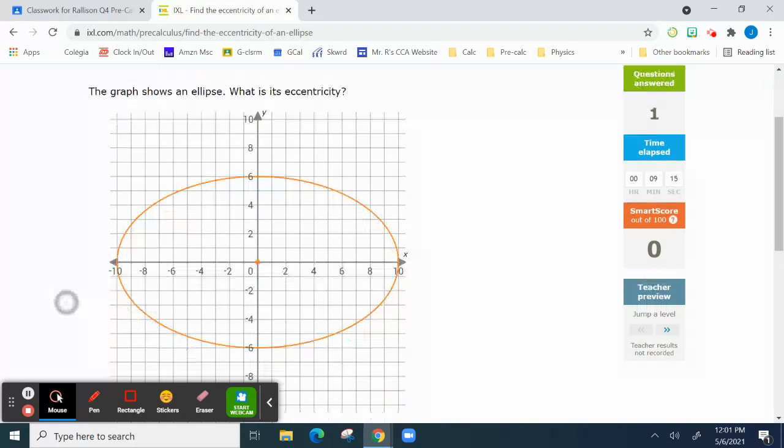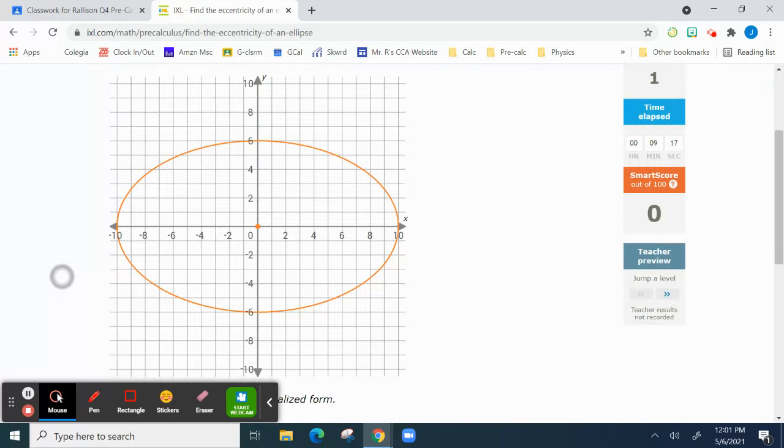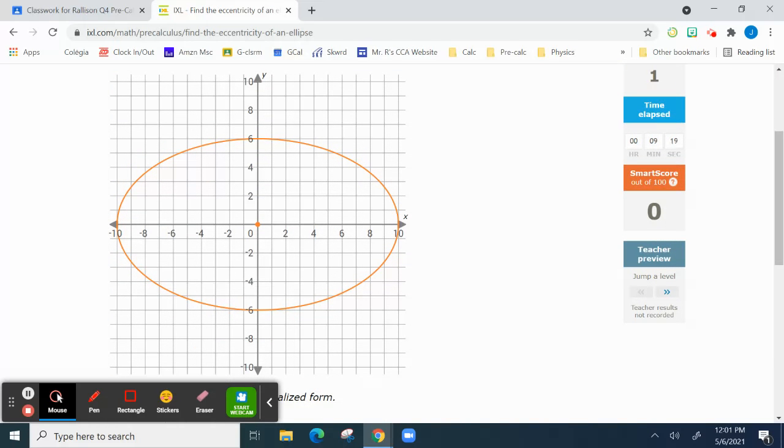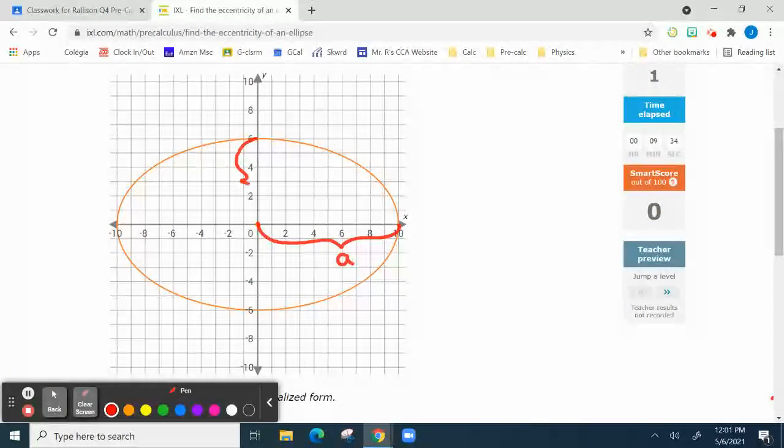Okay, so we need to find the eccentricity of this ellipse. And what do we know? What's this distance called? That distance is called A. And what's this distance called? B. So A equals 10, and B equals 6.